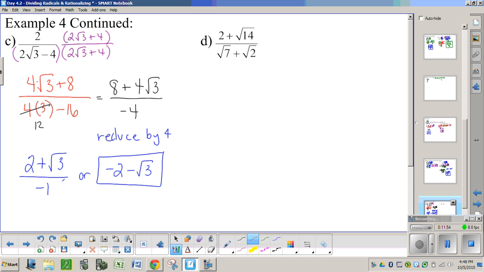Alright, your conjugate for this one, remember you're just changing your sign. So this is going to be radical 7 minus radical 2. There's a lot of radicals there. Be careful as you're multiplying. Take your time. Join me when you're ready.